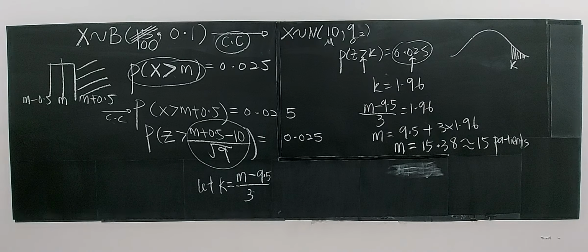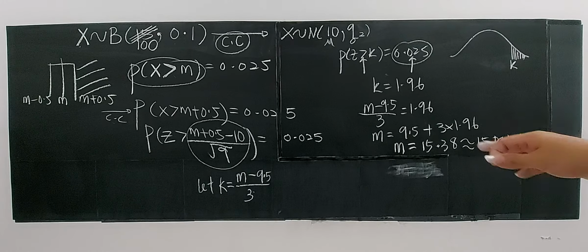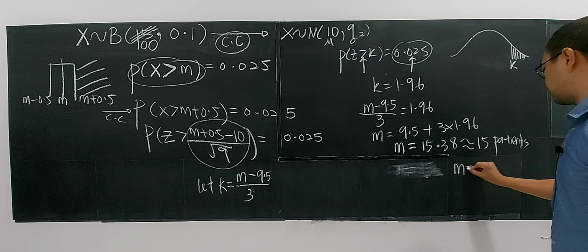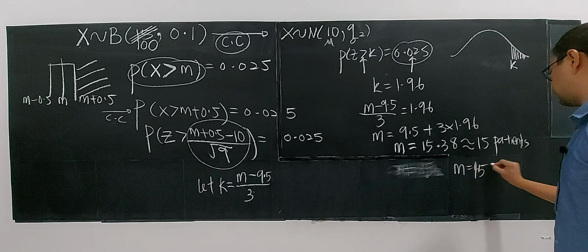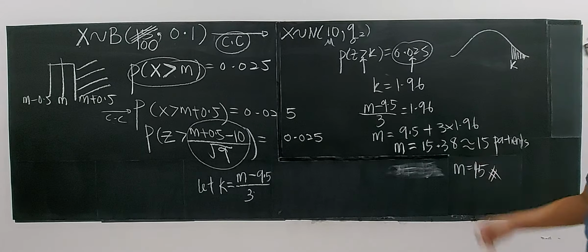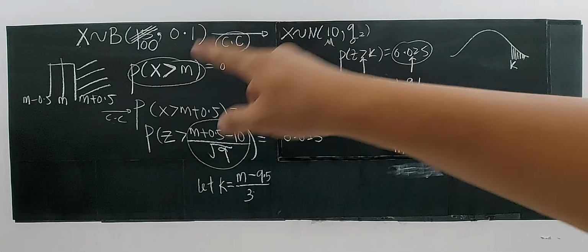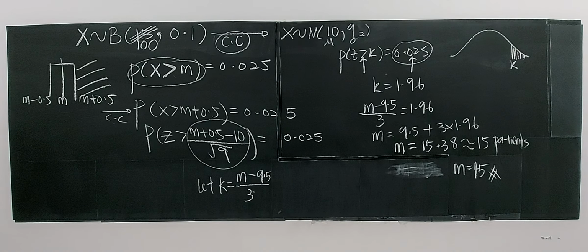So, find the value of m. The value of m here is around 15, so we say that m is 15. 16 is also okay. That's all for this video. Hope you understand. What is most important is to know why I am doing approximation, which is the condition that I told you just now. All right, that's all.